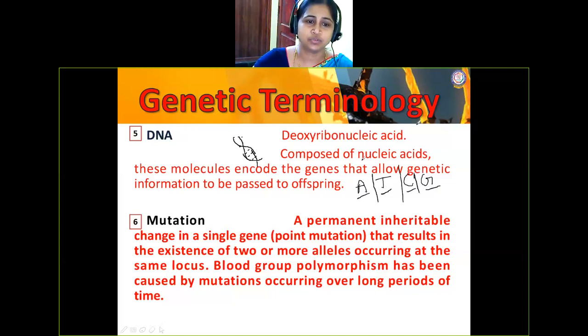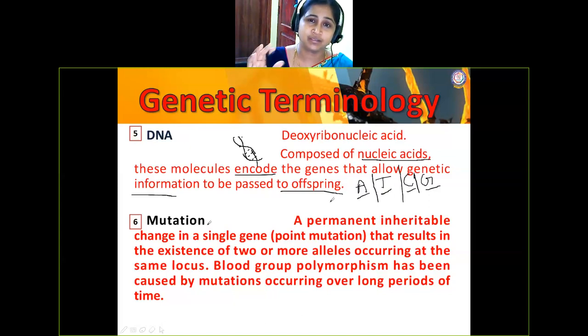It is composed of nucleic acid. Those molecules encode the genes. Encode, we are, that codons I'm talking about here. A, T, C, G allow genetic information to be passed to the offspring. Based on this only, there is a protein makeup, and based on that only, inheritance takes place.